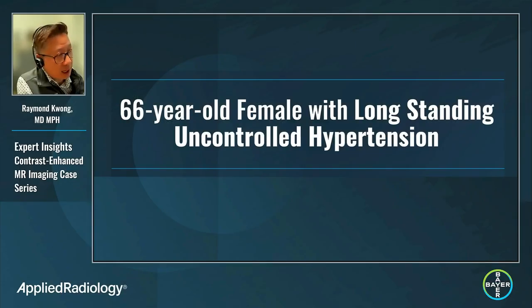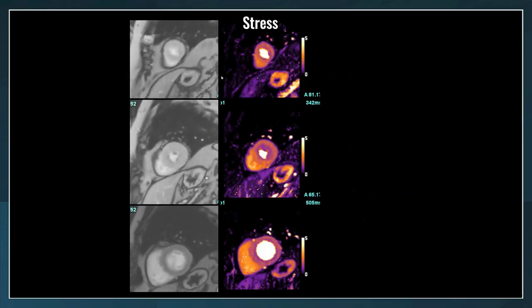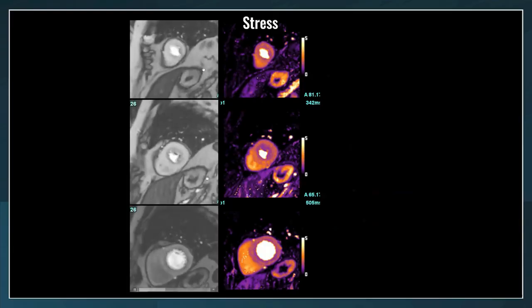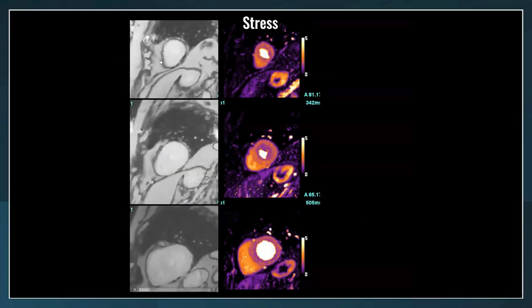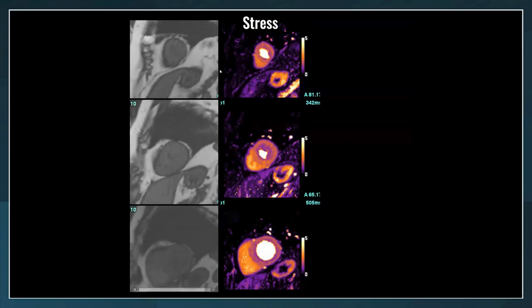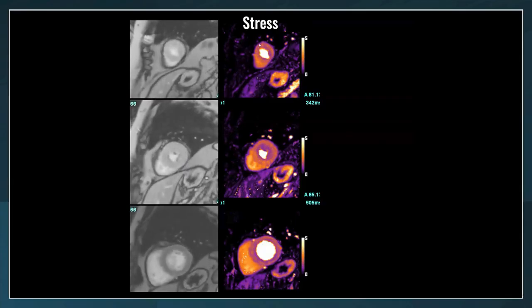Another case is a 66-year-old female with long-standing uncontrolled hypertension who presented with atypical chest discomfort. What I'm showing here is the stress perfusion imaging. In this case, it is displayed vertically. The apical perfusion is demonstrated in short axis on the top panel, matched by the stress myocardial blood flow pictures as generated on the right here.